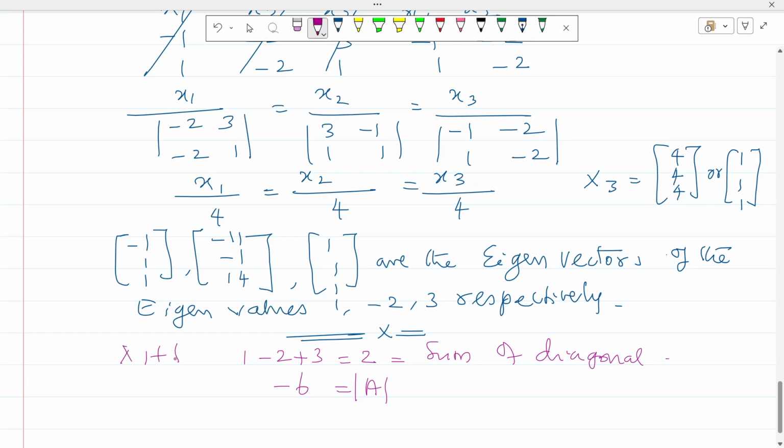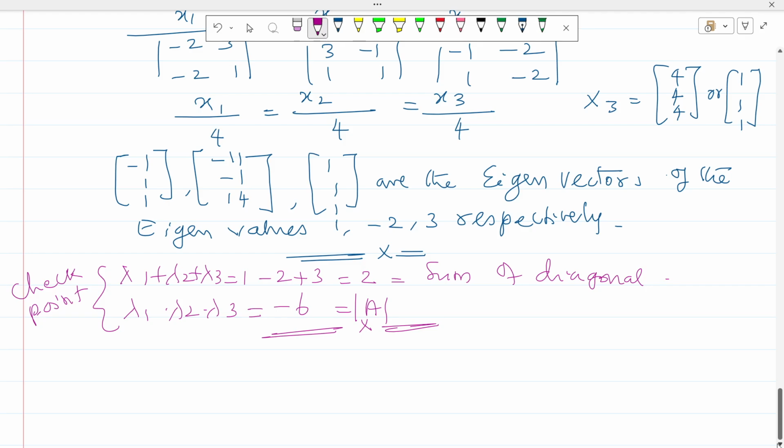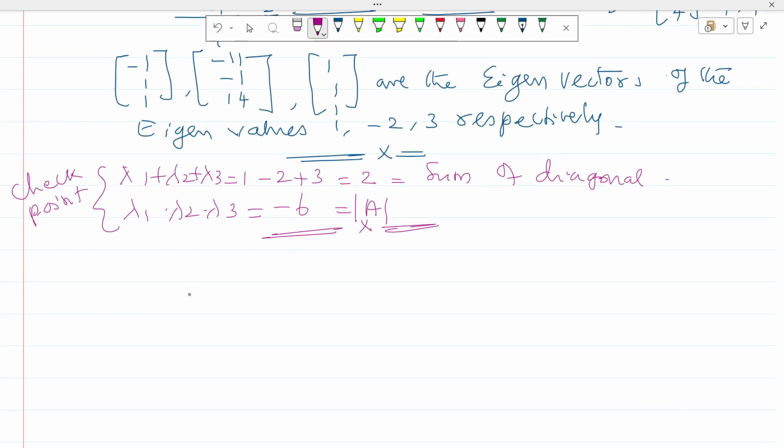So lambda 1 plus lambda 2 plus lambda 3 equals the trace, and lambda 1 into lambda 2 into lambda 3 equals minus 6, which should be the determinant of A. If both of them are true, then only your eigenvalues are correct. This is the checkpoint or validation for your eigenvalues and eigenvectors. If it is a symmetric matrix, one more advantage is there to check whether your eigenvectors are correct or wrong: the eigenvectors are orthogonal in pairs.